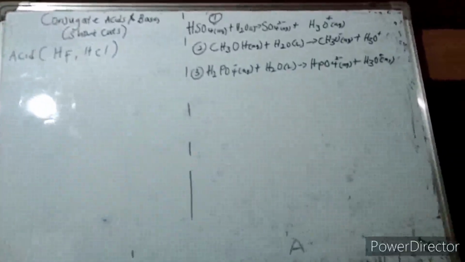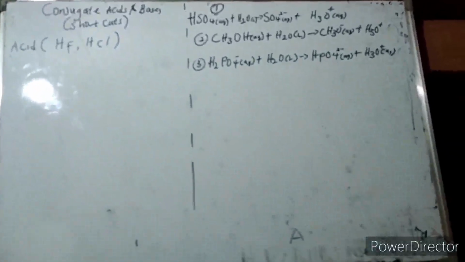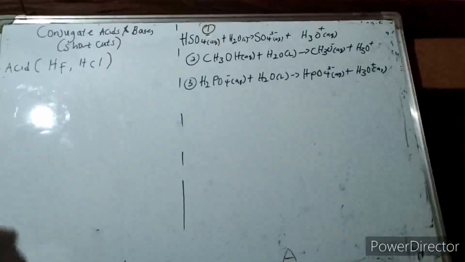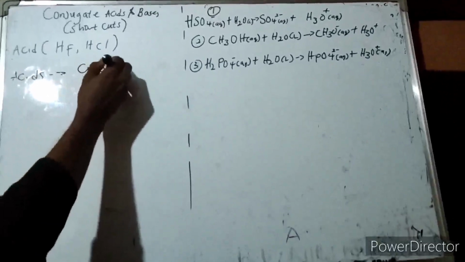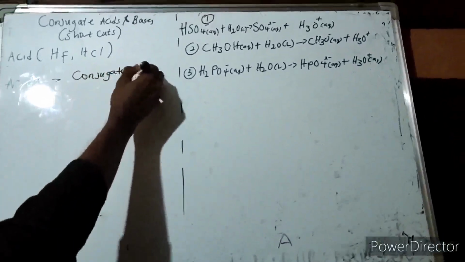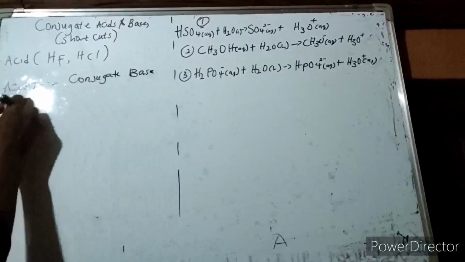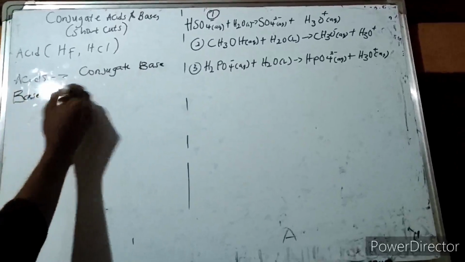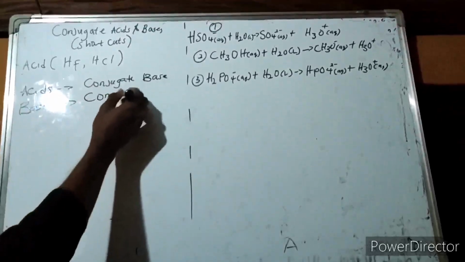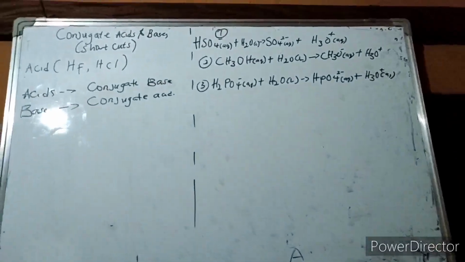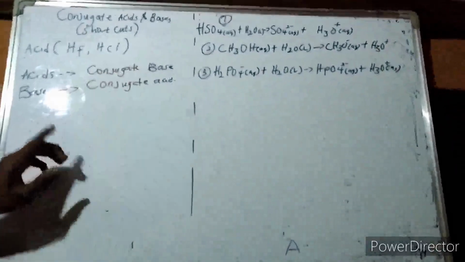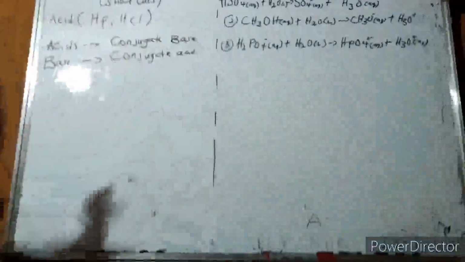Now, this is the rule. Please follow the rule. Acids will give you conjugate bases. Acid gives you what? Conjugate base. Then bases will give you conjugate acids. So what does this mean? It is the acid that you use to form the conjugate base, then it is the base you use to form the conjugate acid. So remember: acid, conjugate base; base, conjugate acid.